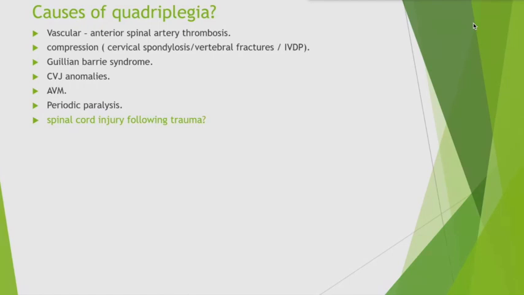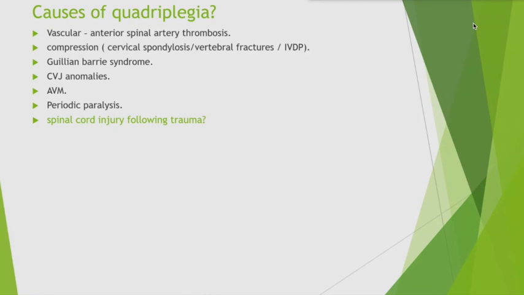That's how we diagnose. There's something like a dissociated sensory loss. Pain and temperature will be lost. Posterior column sensations and touch may be preserved. So you already mentioned cervical spondylosis, fractures, IVDP, Guillain-Barré, craniovertebral anomalies. AV malformations can produce the same problem, and then comes the periodic paralysis. Tell one sentence about periodic paralysis.